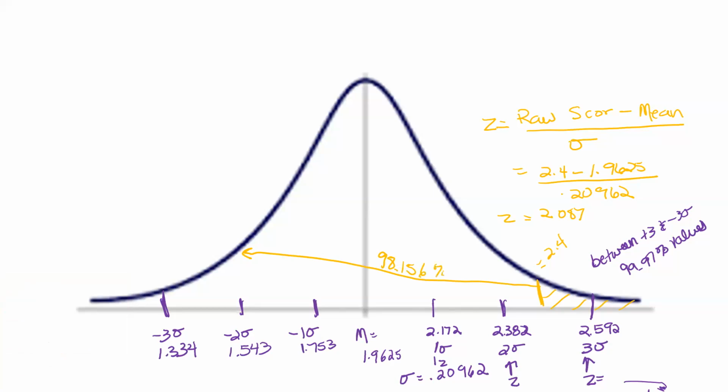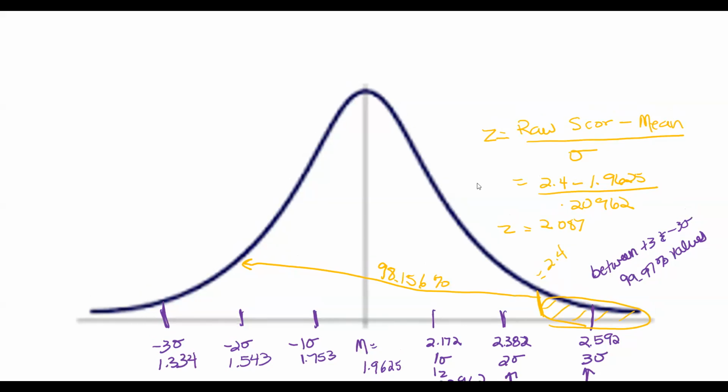98.156% of my values are going to fall on the left side of where my z-score is, right? Or the value of 2.4 is. But what I'm interested in answering this problem is actually this portion. So to get to that portion, it's 100% of the values lie underneath the normal distribution curve. So I have to subtract the 98.156 from 100% to get to that percentage, right?